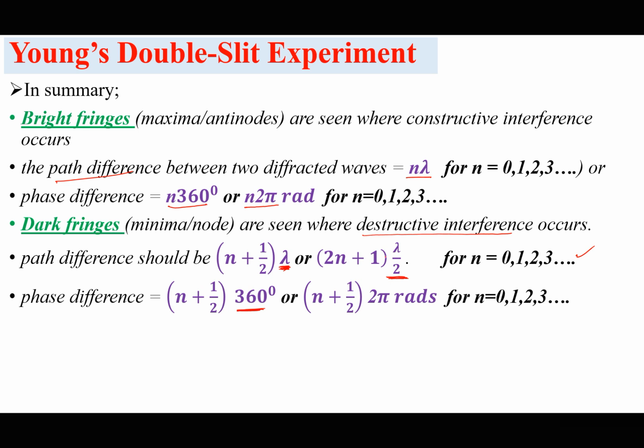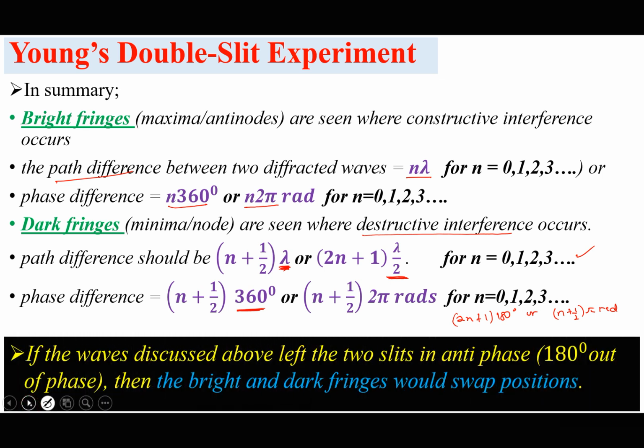So I could also have written this as 2n plus 1, times, where there is 360, I would put lambda over 2, which is half a cycle, so 180 in degrees. Or I would write n plus a half times 2 pi. Remember, it is half a cycle, so that would be pi in radians. So that would be the phase difference.